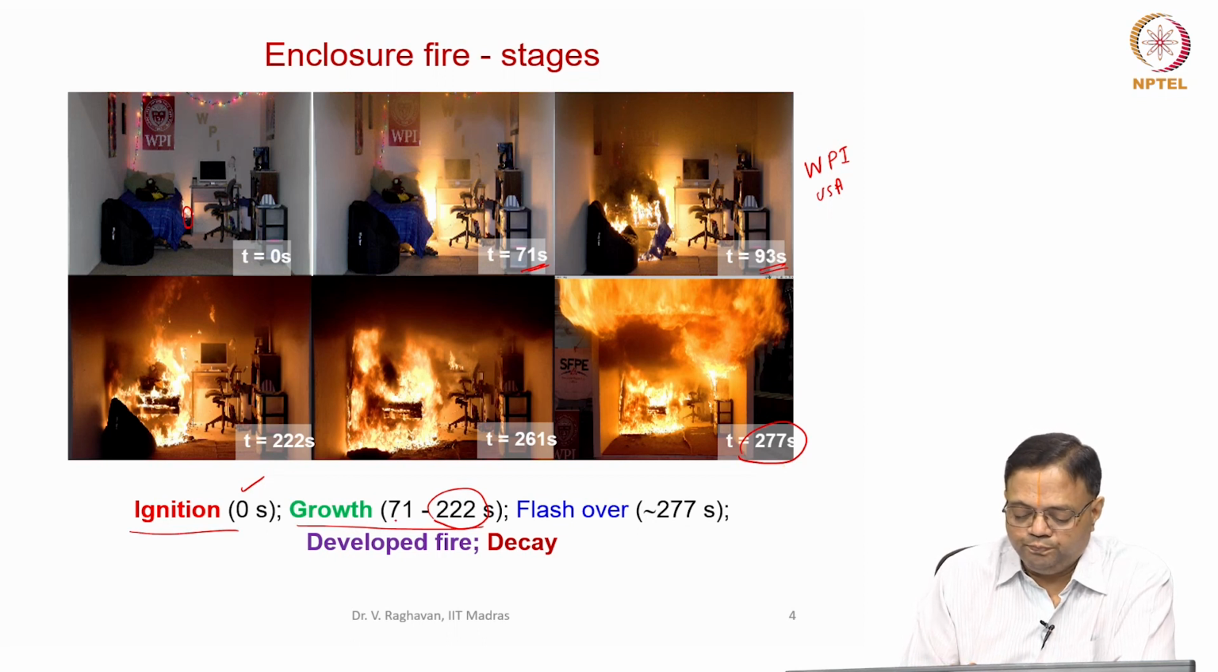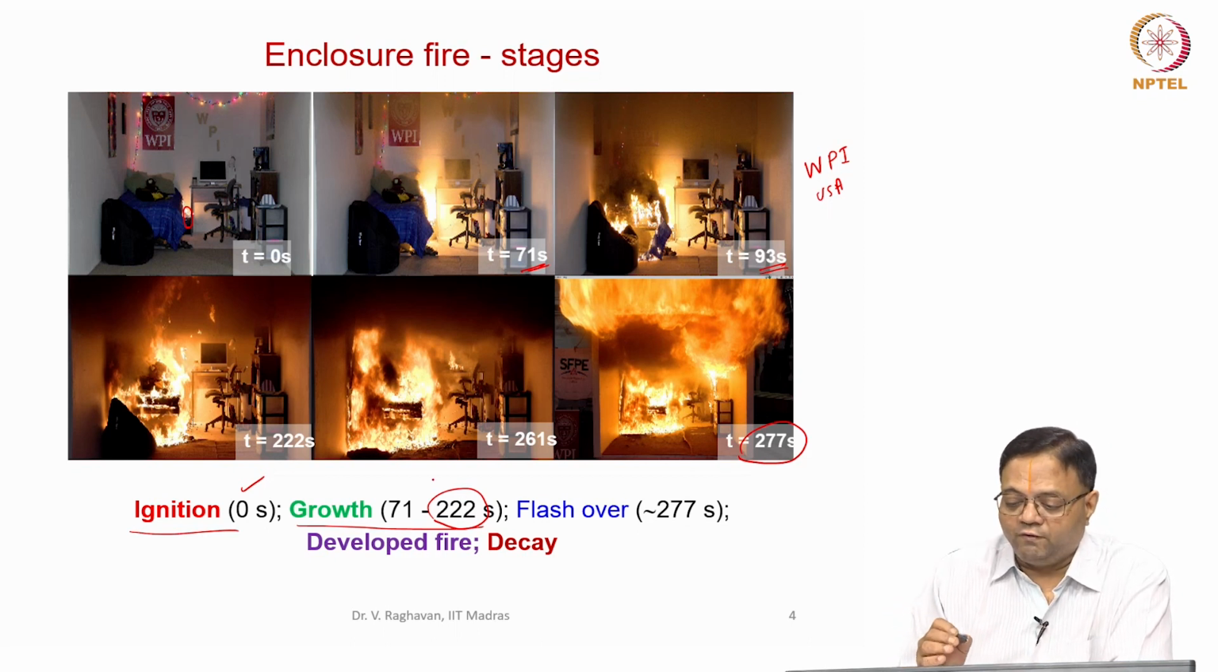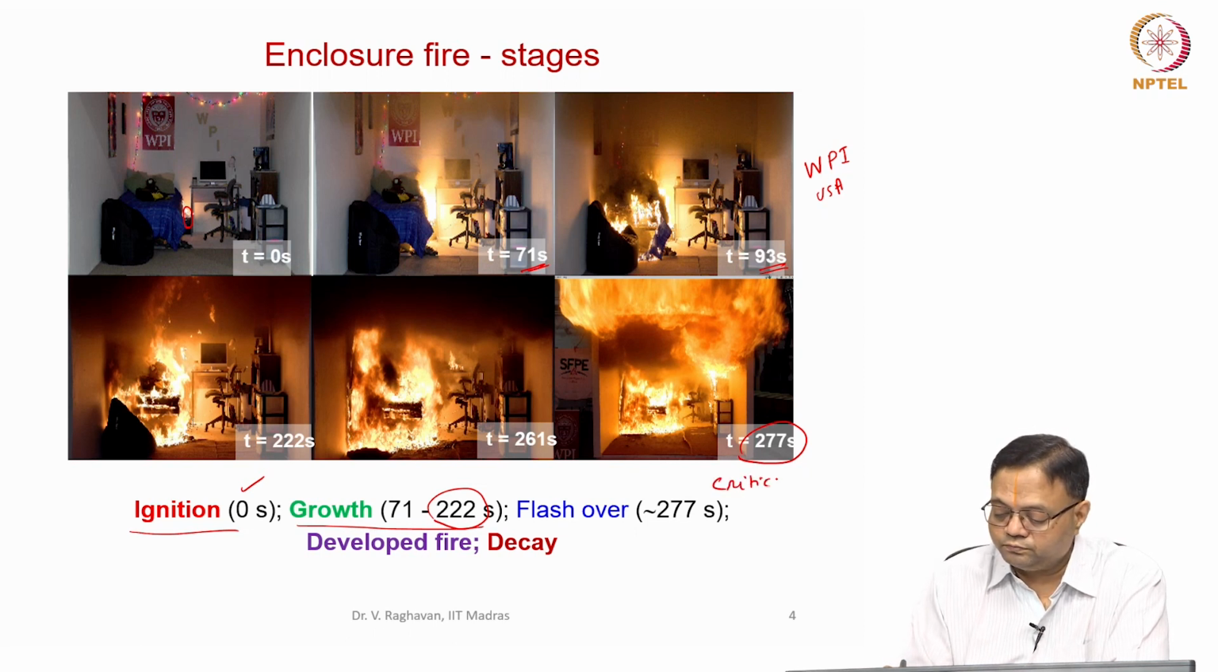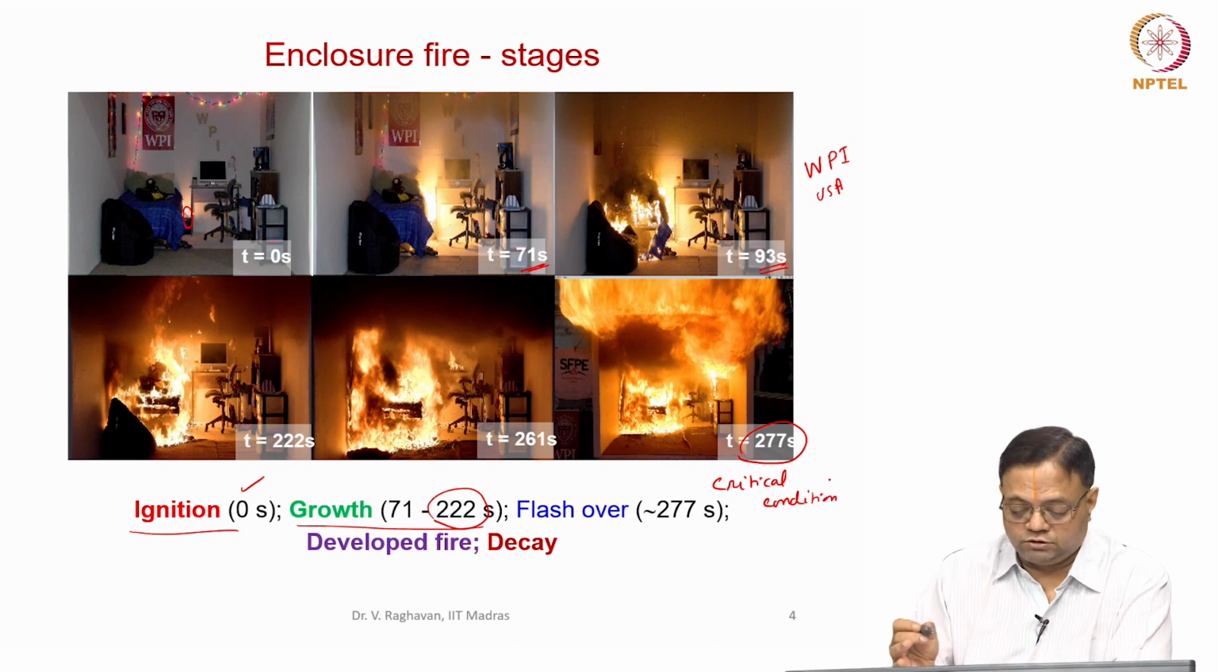The growth stage is where the fire steadily burns, and it actually grows, the heat release rate grows, and after that it reaches a state, say between 222 to 270 seconds, where the release of heat will be almost constant. Then flashover occurs. Basically, flashover is a condition where all the commodities burn, and the compartment now cannot be saved. It is a critical condition. Now structural damage also can be caused.